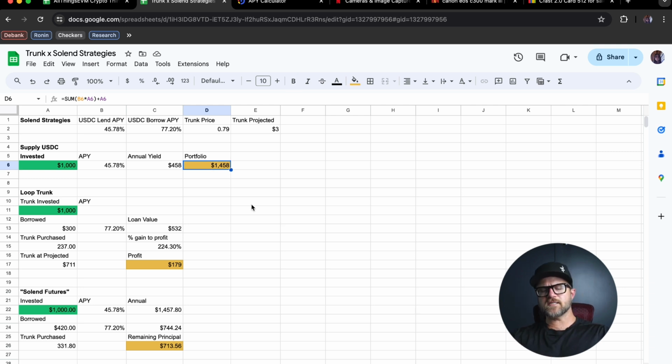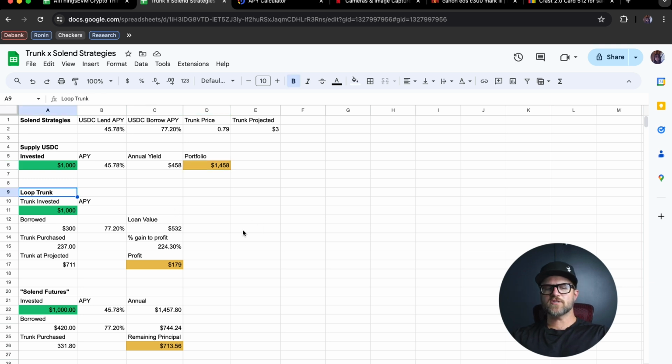So this first one, guys, is super simple, not a lot of risk, and gives you a constant flow of USDC to DCA into Trunk. However, it is slow gaining and probably won't keep up if you were to buy some Trunk all by itself. So let's look at the loop Trunk strategy.